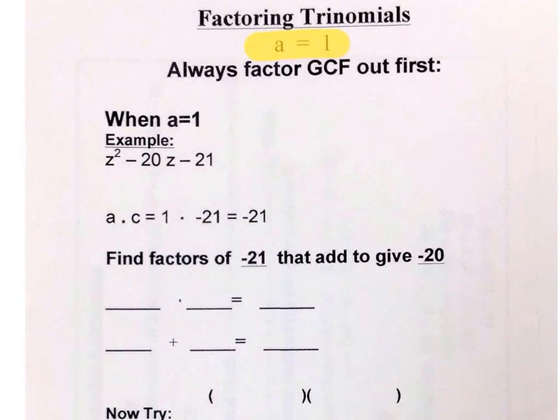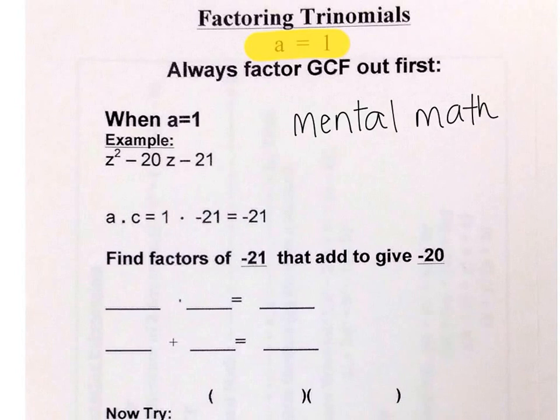Now, when a is 1, you can think of this as a mental math problem if you're good with numbers. Once you figure out two distinct numbers, there you go. Your factoring is ready. You don't have to do any extra steps. So how can we figure out these two numbers?